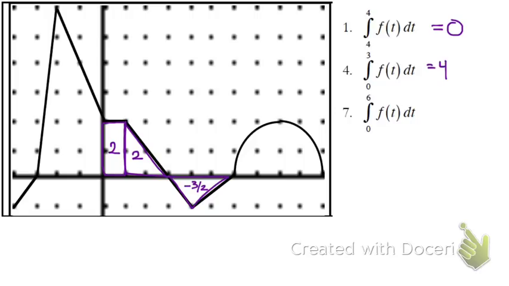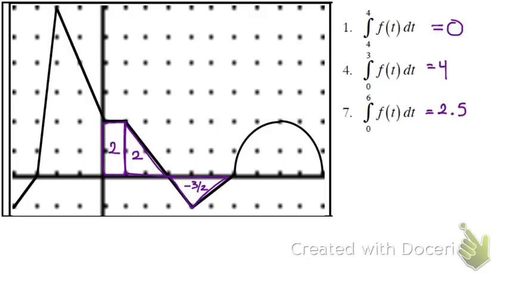If I add all these together, I get 2 plus 2 to equal 4. And then if I add all the way to 6, I have 4 minus 3/2, which is 4 minus 1.5. And 4 minus 1.5 is 2.5. So the area from 0 to 6 would be 2.5. 2 positive numbers plus that negative number.